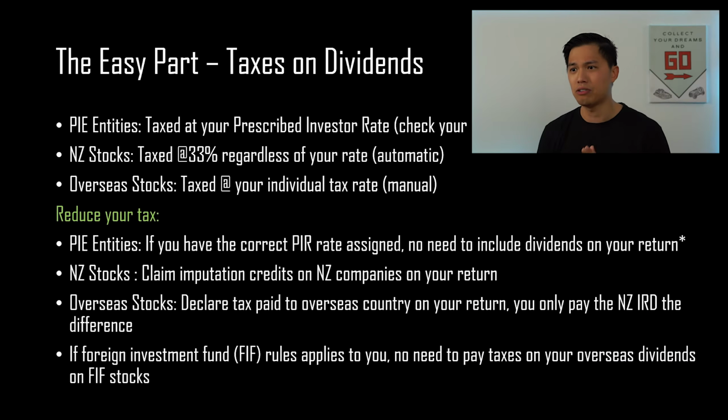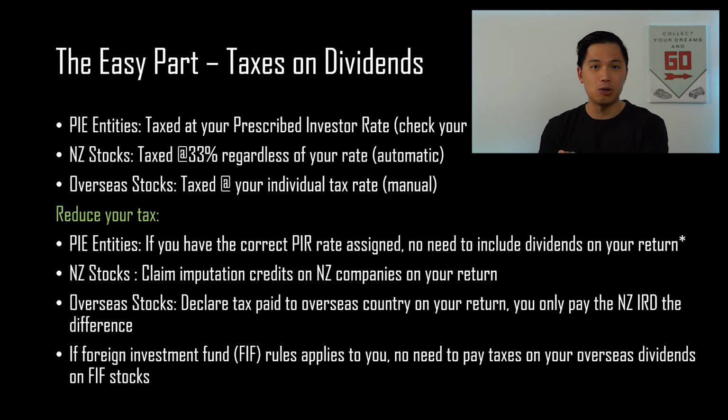Now, in terms of how you can reduce your taxes, there are a few ways that you can do that. For PI entities, if you have the correct PIR rate assigned, there's no need to include dividends on your return. I did include an asterisk over there because there are some instances where you might want to actually declare your PI dividends in your return. The reason being is because some of the listed PI funds, for example Argosy or Precinct, will charge a tax of 28%.